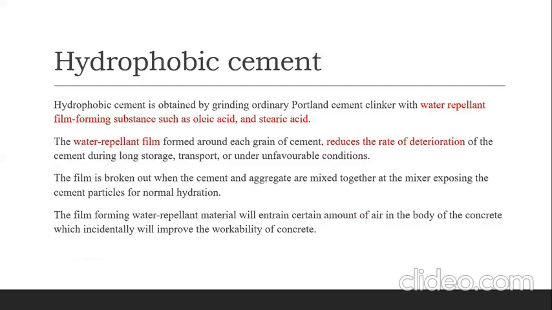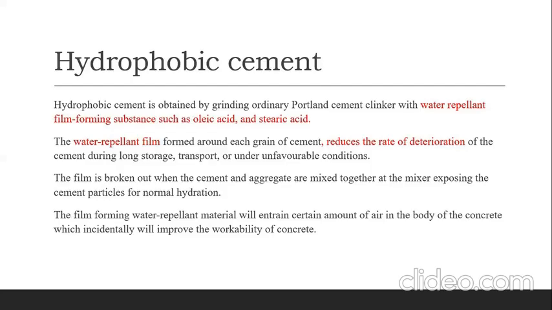Then hydrophobic cement. Generally, cement cannot be stored for longer duration. If it's stored for longer duration, the moisture present in the air tends to react with the cement, and finally the cement tends to form lumps. As a result, it cannot be used for construction purposes. So to store the cement for a higher number of days, people have used some water repellent films such as oleic acid and stearic acid to increase the storing period.